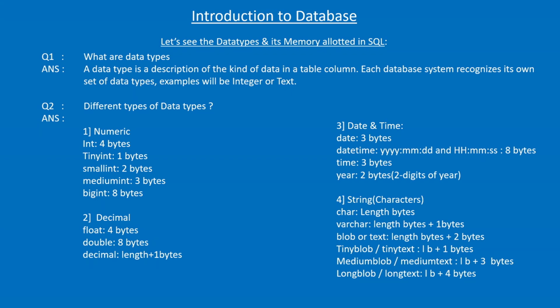What are the different types of data types available in MySQL? The answer is, first is numeric, second is decimal, third is date and time, and fourth one is string or character. There is a memory allocated to each data type with respect to their use.